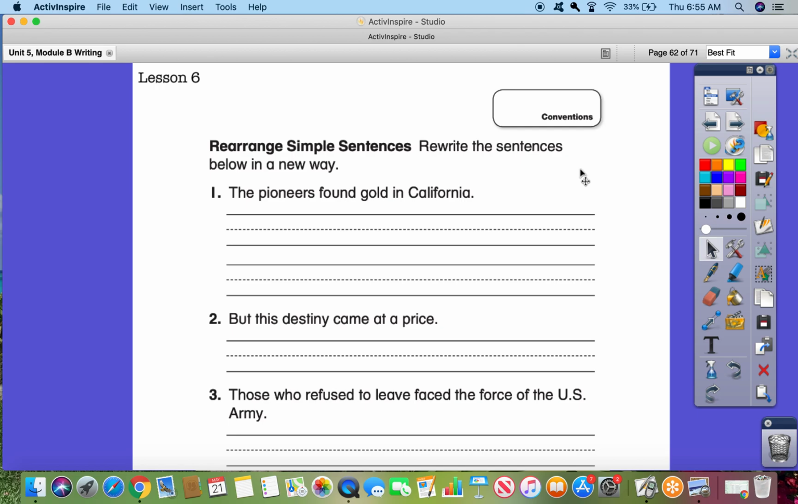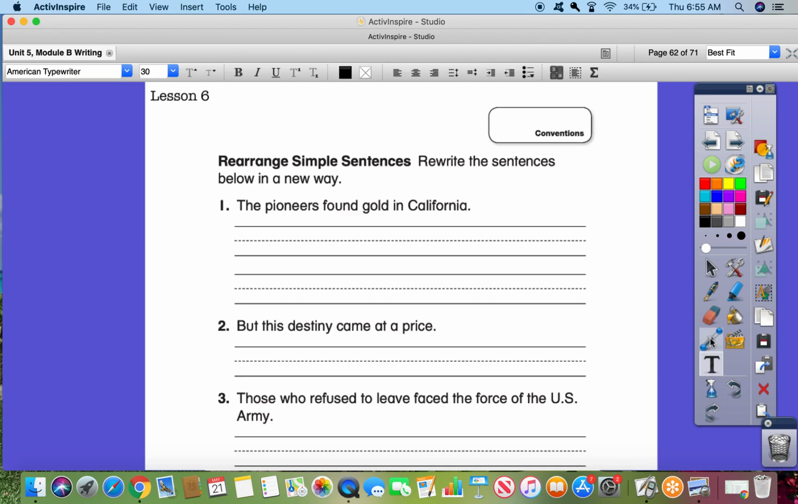In your online writing journal, for the conventions for Lesson 6, you will rearrange simple sentences. Rewrite the sentences below in a new way. I will read each sentence to you. Number 1 says, the pioneers found gold in California. Number 2, but this destiny came at a price. Number 3, those who refused to leave faced the force of the U.S. Army. So I will show you how to rearrange sentence number 1.